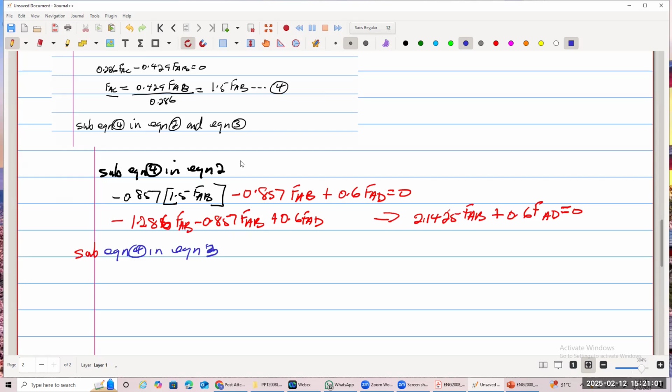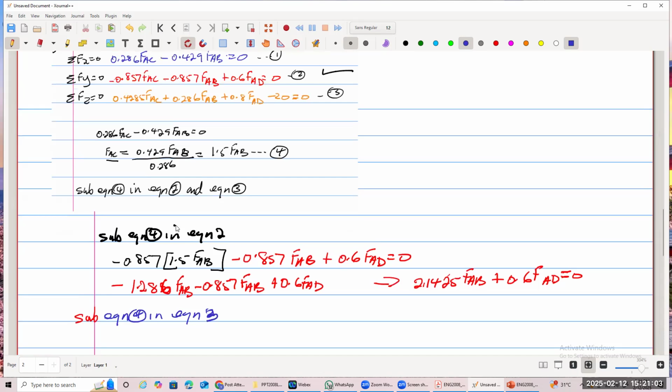So anywhere you see equation 3, what is equation 3 again? Let me write it down first. It's a little bit long, 0.429. I'm going to call this 9, make it a little bit easier to manipulate. Plus 0.286 FAB plus 0.8 FAD equals 0.